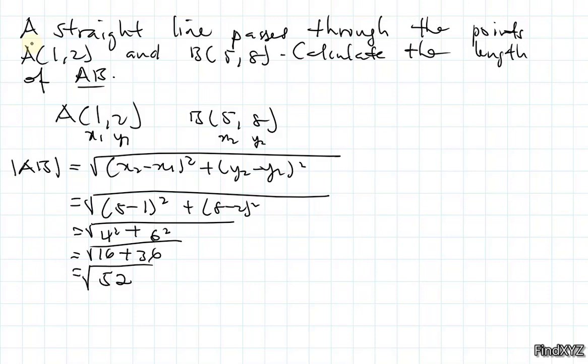Can we simplify this? Can we get a perfect square and a prime from 52? Yes. So we have root 4, root 13. Then root 4 will give us 2, root 13. Then because we are asked to find the distance, we add the units to our final answer. So always leave your answer in a simplified form. So that is the distance between A and B.